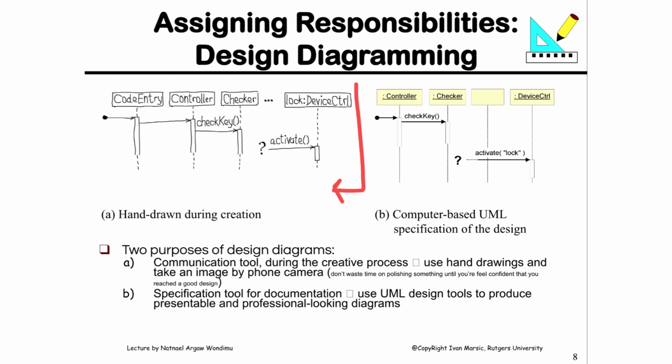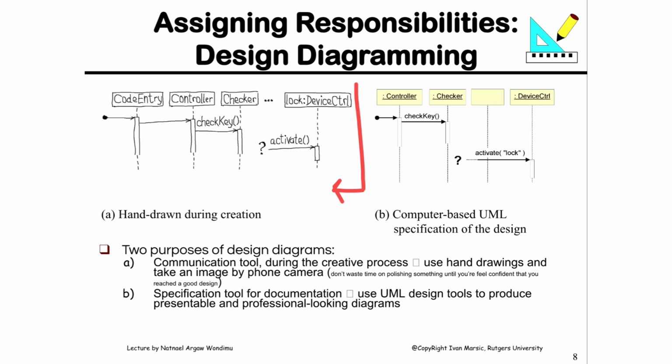The second purpose of design diagramming is as a specification tool for documentation. In this case, when you start discussing possible ways of specifying your hand-drawn diagrams, it's recommended to use Unified Modeling Language standard specification tools. Just for the case of specification, you have to use UML design tools and produce presentable and professional looking diagrams.